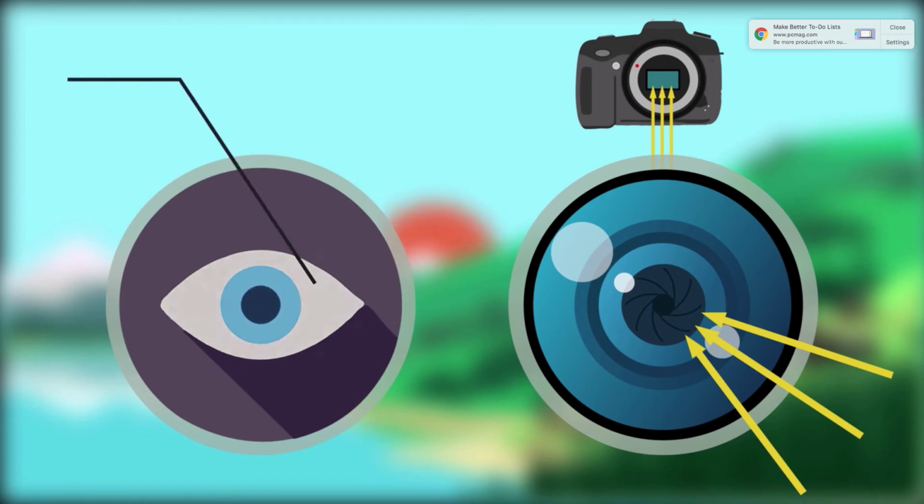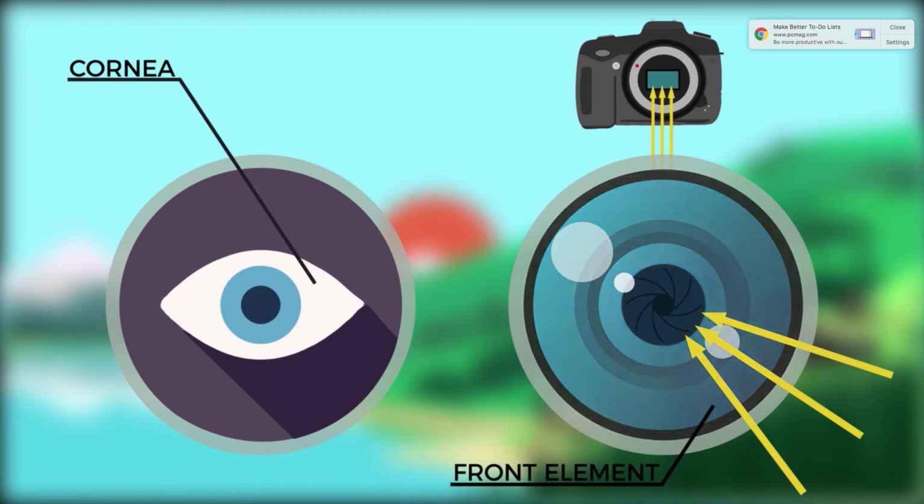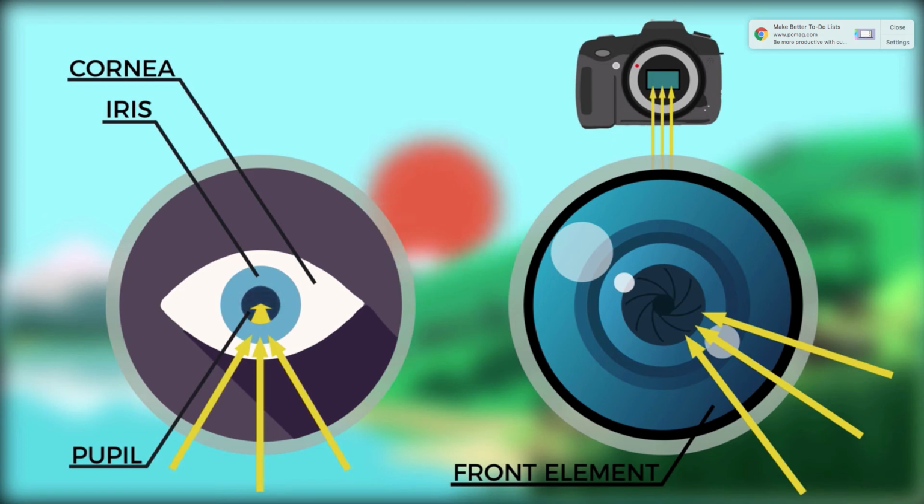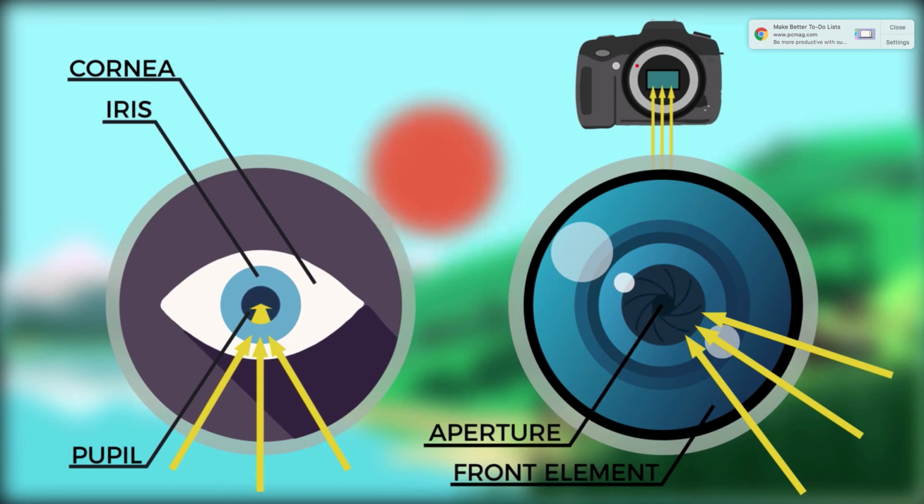All cameras are designed like human eyes. The cornea of our eye is similar to the front element of the lens, gathering light and bending it inward toward the iris. The iris can expand or shrink, controlling the size of the pupil, which passes light into the inner eye. The pupil is what we refer to as the aperture in photography. The amount of light that falls onto the retina is determined by the size of the pupil. The larger the pupil, the more light falls onto the retina.